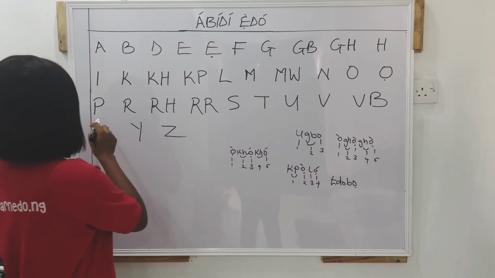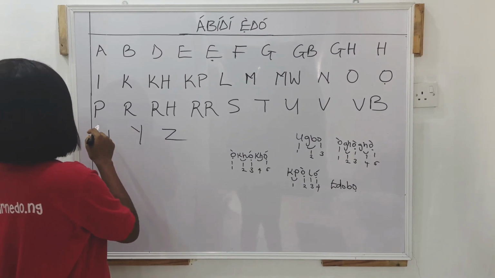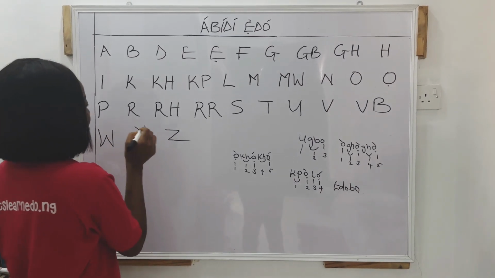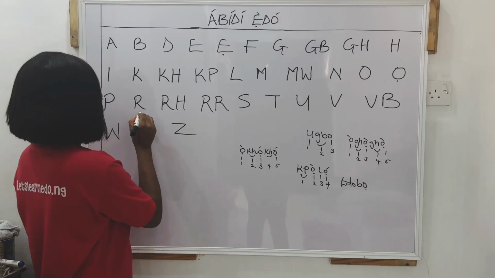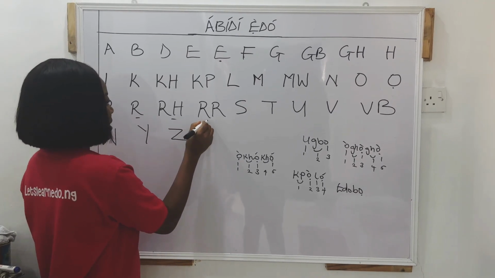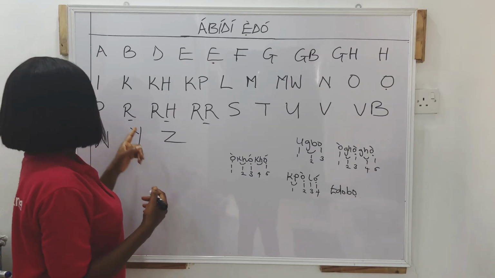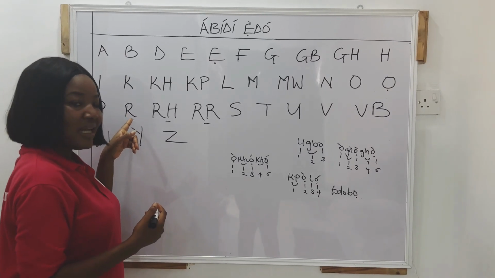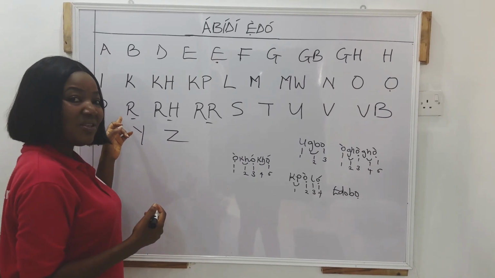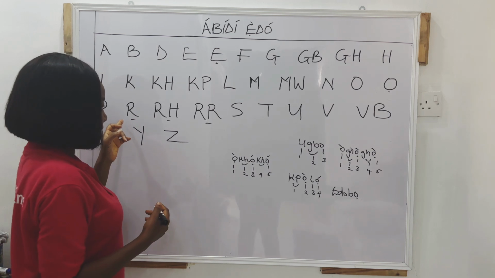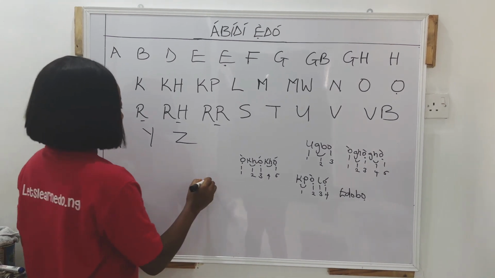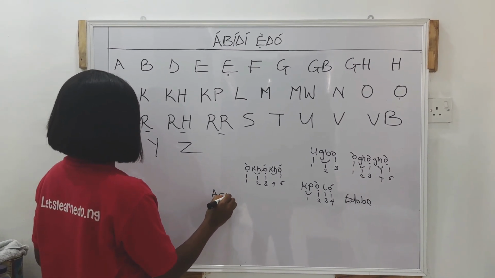And then we have letter P, and then we have the 3 arrows. Now I want you to pay attention here. Now these 3 arrows, they are pronounced differently. Some people pronounce this as re. In actual sense, it is usually silent in a word. It is not pronounced.